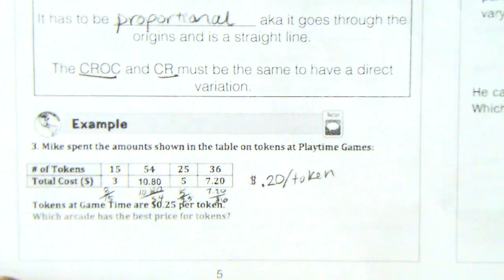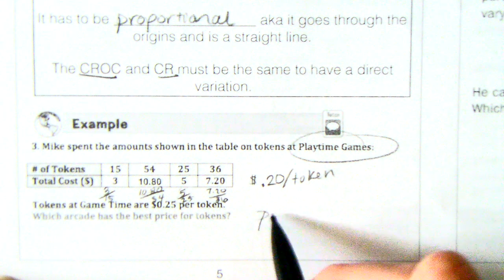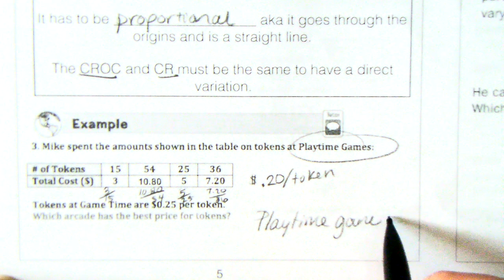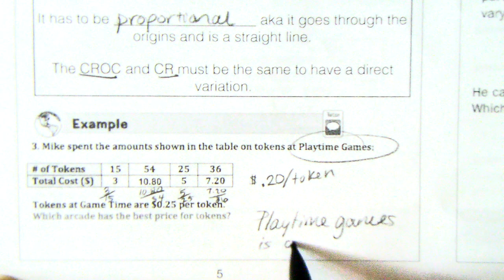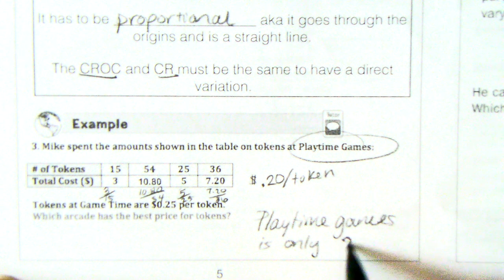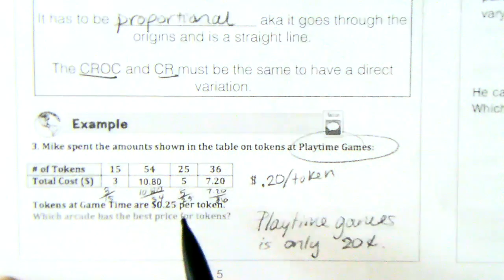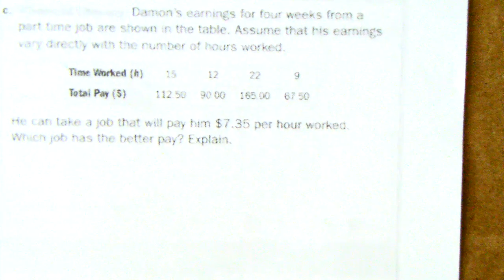So which arcade has the better price? Playtime Games is only 20 cents and the other one's 25. So we're taking 2 different direct variations in different models, one in a table, one with words, and we're comparing them. Let's look over here on slide number 6.